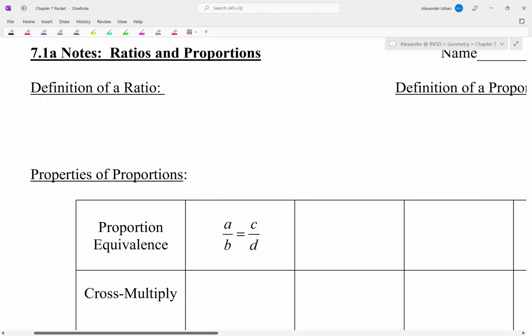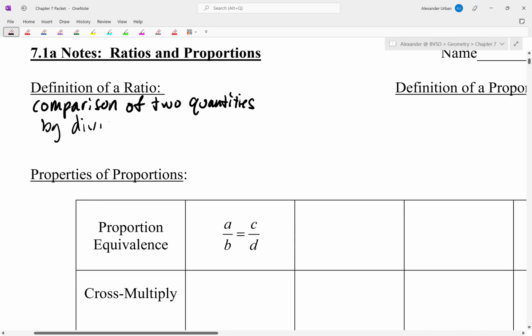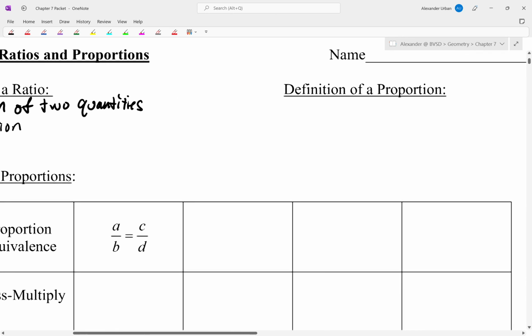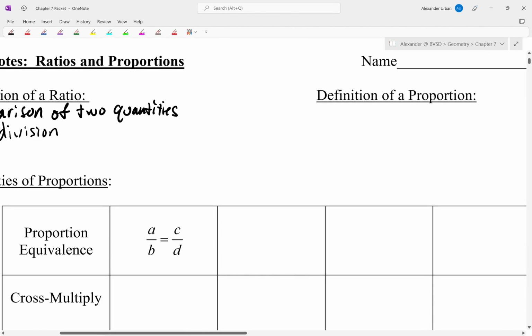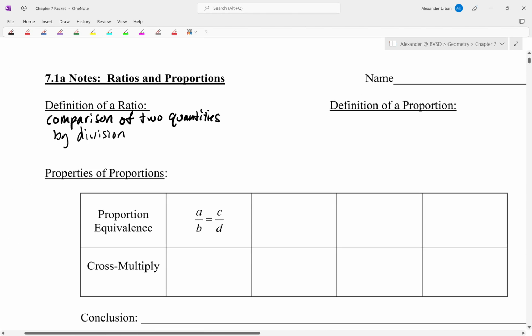So I'm going to write that here. It's a comparison of two quantities by division. And those quantities sometimes look like 5 to 1, like they would have in a recipe, or 3 to 2, but we can also rewrite these as fractions. 5 to 1 and 3 to 2 is 5 over 1 and 3 over 2.